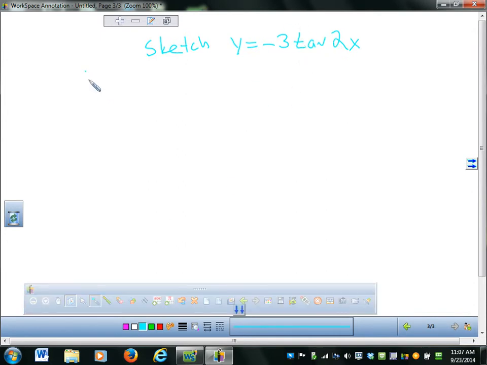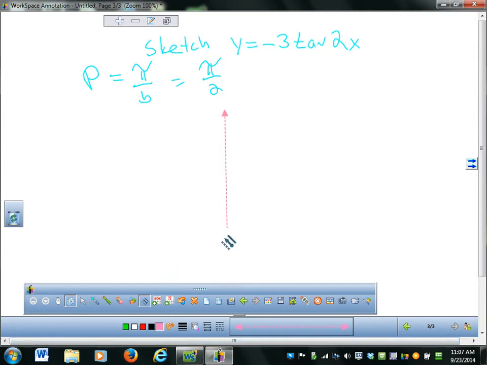So what I would do is start by finding the period. Unlike a sine or cosine function, the period is pi over b. What's b in this case? 2. So in this case, it's pi over 2. So this function is going to complete one cycle, not in pi, but in pi over 2. There's no shift or anything like that. It's a negative tangent function. So I'm just going to start by graphing it and putting in some asymptotes. That's what I would do first.